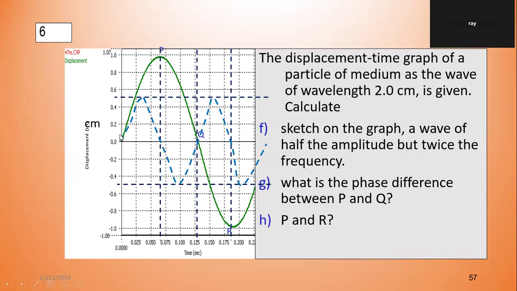This is 0, this is 90, this is 180. 180 minus 90 is 90. Instead of a displacement-time graph, treat it as angle. So the phase difference is 90. Now P and R. What's the phase difference between P and R? 270 minus 90 is 180. Good.